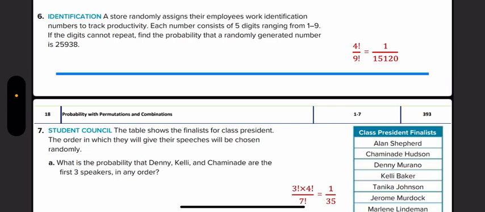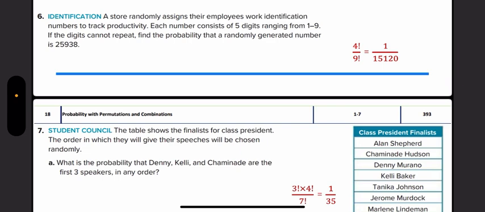Now, every time we'll be choosing 5 digits only. So if I'm choosing 5 digits, what will be the remaining? Remove the 5 from 9, the remaining is 4. So 4 factorial. As you can see in this statement, each number consists of 5 digits ranging from 1 to 9. So I'm choosing 5 digits from the digits 1 to 9.